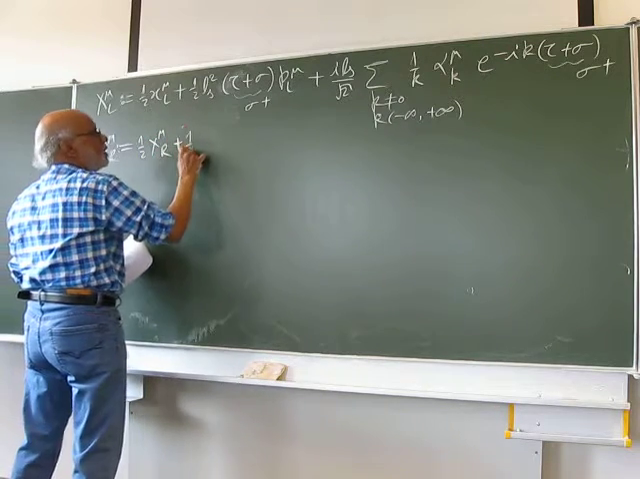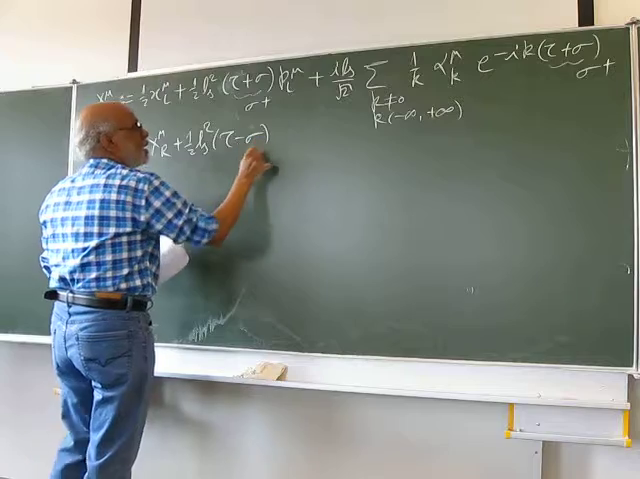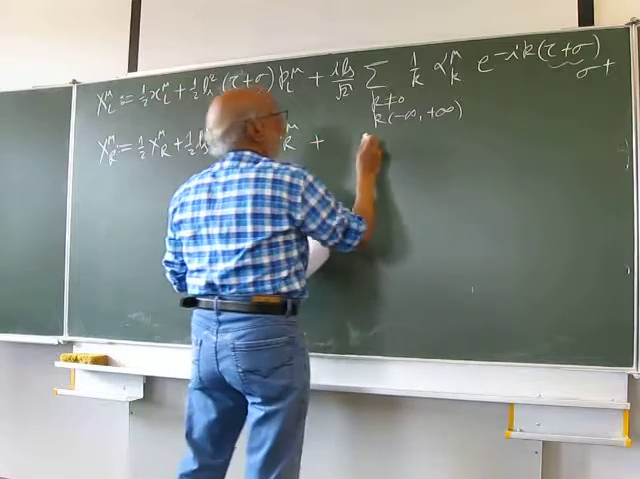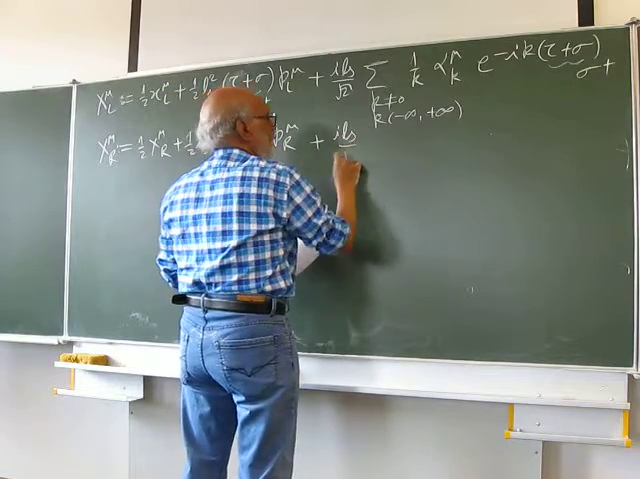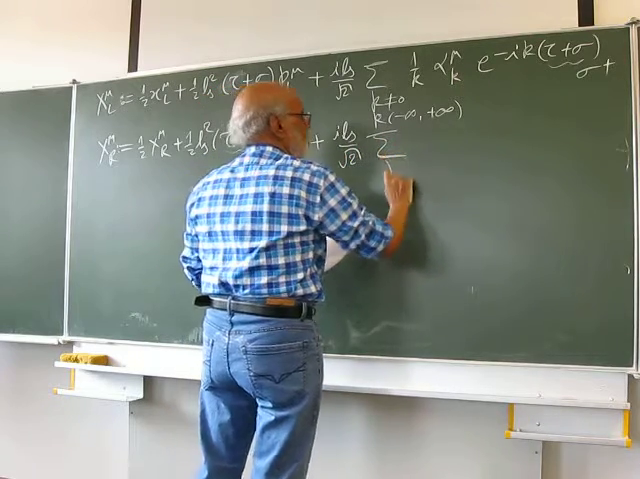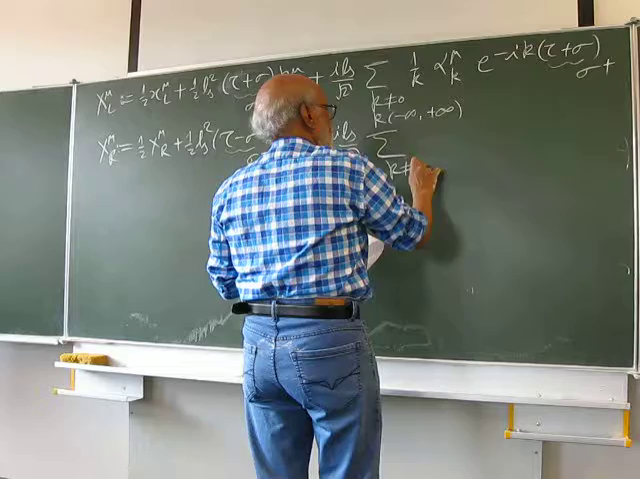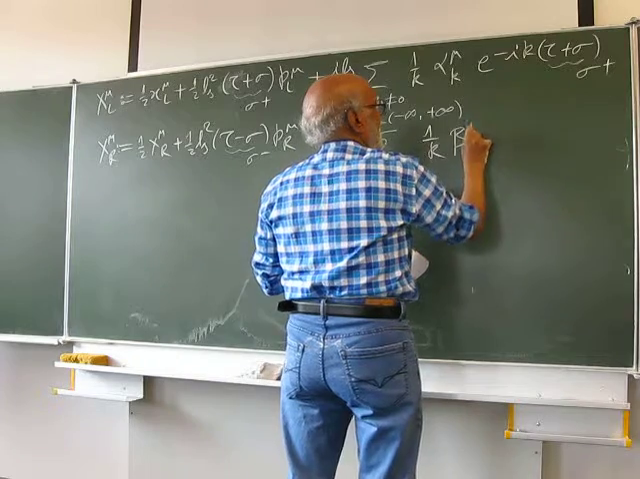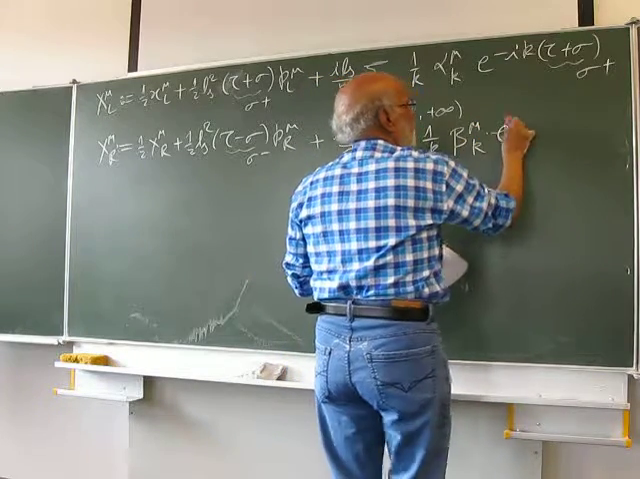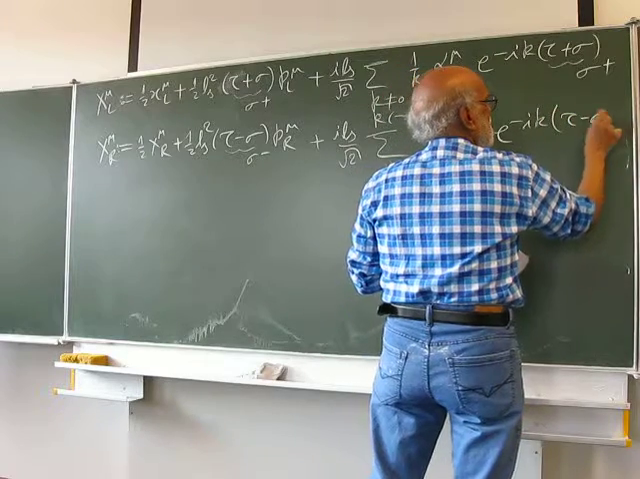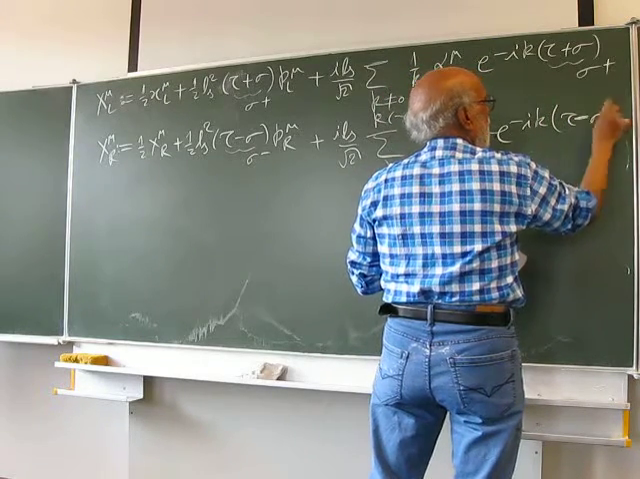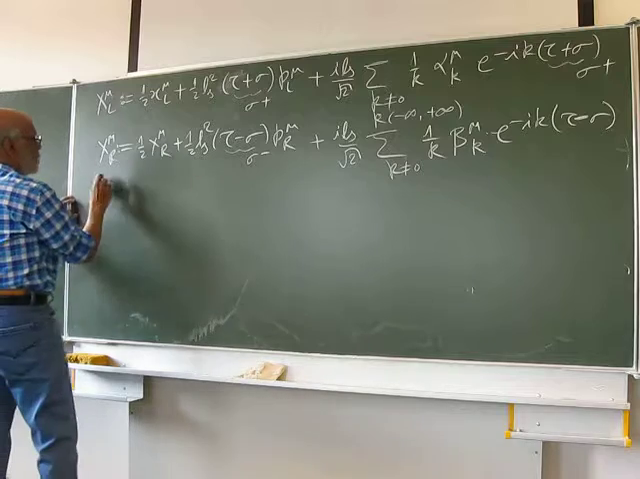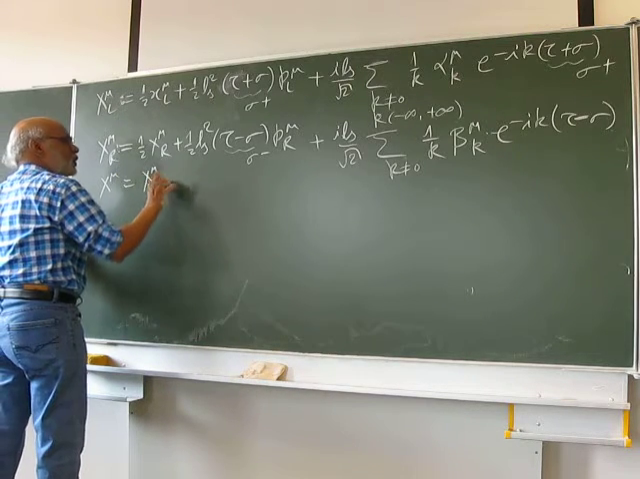And x mu r is 1/2 x mu r plus tau minus sigma p r mu plus i l_s times the sum over k, in the same manner, k not equal to 0, but k goes from minus infinity to plus infinity, 1 by k, and here I write beta mu k e to the power minus i k tau minus sigma.